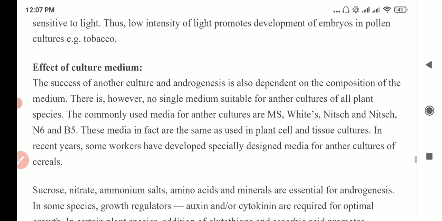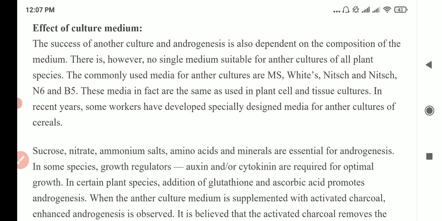Then let's look at the culture medium. I've already given you a little bit of an idea, because I did plant tissue culture with you. To have a successful anther culture, you have to design your media in such a way that you get exactly what you want. You get healthy haploid plants.